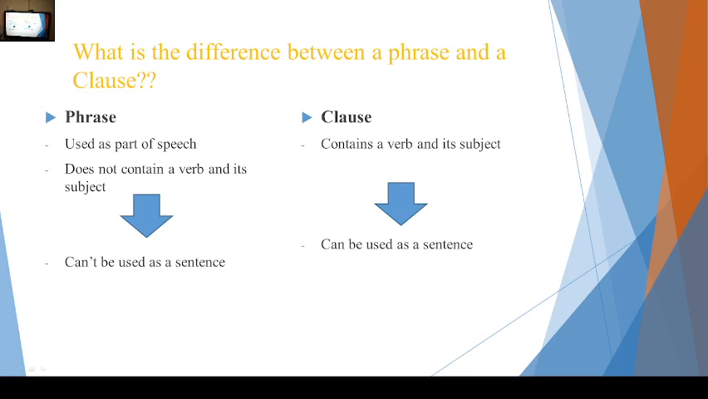So again, what is the difference between a phrase and a clause? A phrase is used as a part of speech, and it doesn't contain a verb and its subject. So it can't be used as a sentence. Since it doesn't have a subject and verb combination, we can't use it as a sentence. Unlike phrases, a clause contains a verb and its subject. It means it has the subject-verb combination. That's why it can be used as a sentence. So this is the main difference between phrases and clauses.